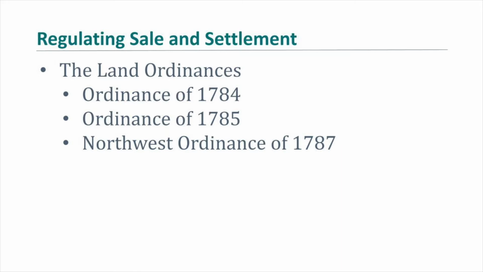Now, initially, the minimum purchase required by the government was too large for individual farmers to pay. Much of the land was sold to large land companies and speculators who then divided it and sold it to settlers at a huge profit. This caused many Americans in the coming decades to demand that the government provide free or cheap land.